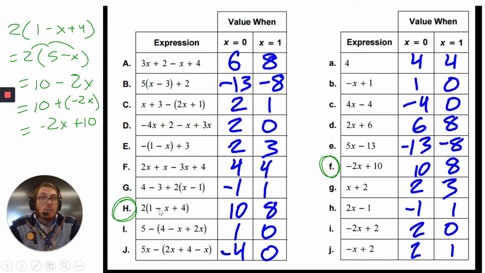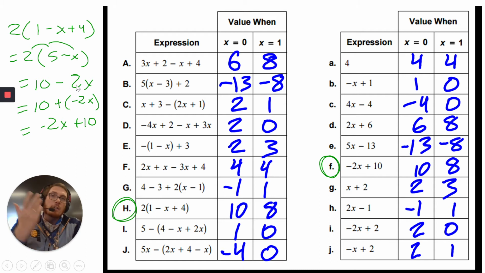You could also do keep, change, change, and make it plus negative x. That's another option for you in that situation. 1 plus the 4 is 5, so I just combine that together. And then there's a 2 out front. That 2 then needs to be distributed into the parentheses. So 2 times 5 is 10, and 2 times minus 1 is minus 2, or negative 2x.